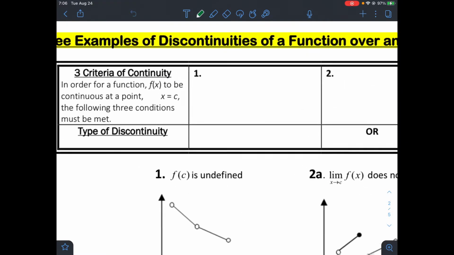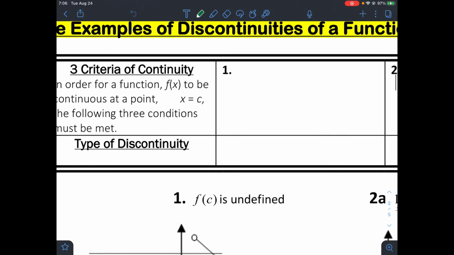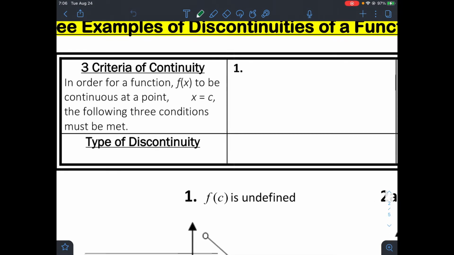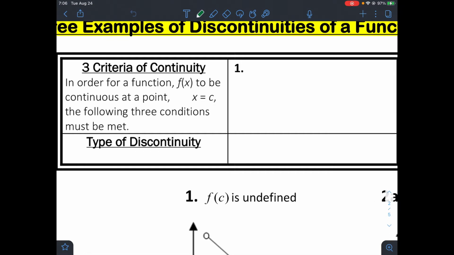Okay, in order for a function to be continuous, three things must be true. The first thing that must be true in order for a function f of x to be continuous at a point, x equals c, is that there must be a y value. So we say f of c is defined. So there has to be a y value at x equals c.